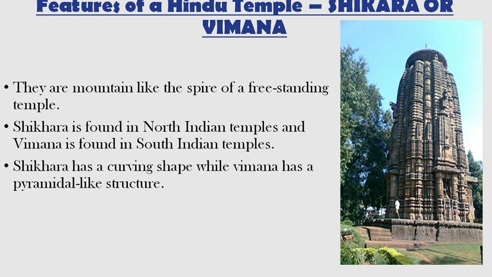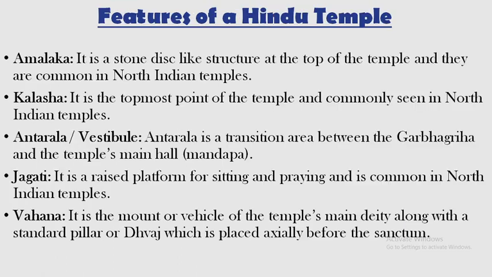They are mountain-like, the spire of a freestanding temple. The Shikara is found in North Indian temples, while in South Indian temples you find it as Vimana. The structure of the Shikara or the Vimana is different in the Nagara style as well as the Dravidian style. So the Shikara is called in North Indian temples and it has a curving shape, while Vimana has a pyramidal-like structure. So this is the basic difference.